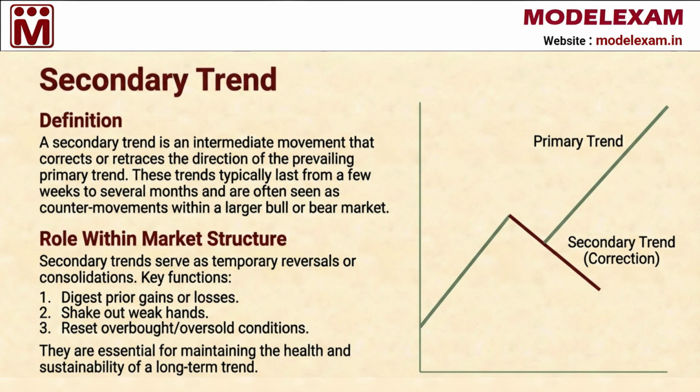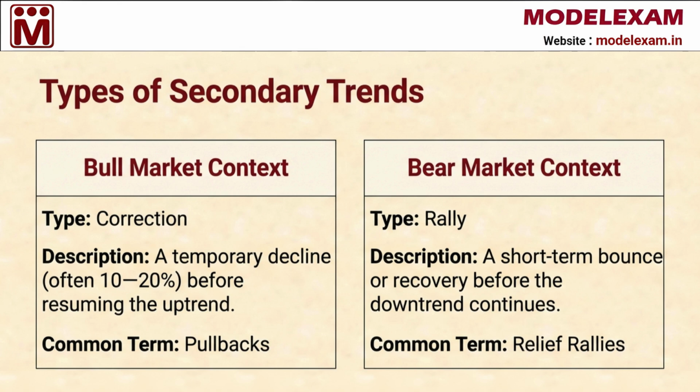These secondary trends play a crucial role in the market structure. They act as a healthy reset button. Their key functions are to digest the gains or losses from the previous move, shake out the nervous investors who have weak hands, and reset the market when it gets too expensive or too cheap. Without these pauses, a long-term trend cannot be sustainable. Let us define the types of secondary trends based on the market context.